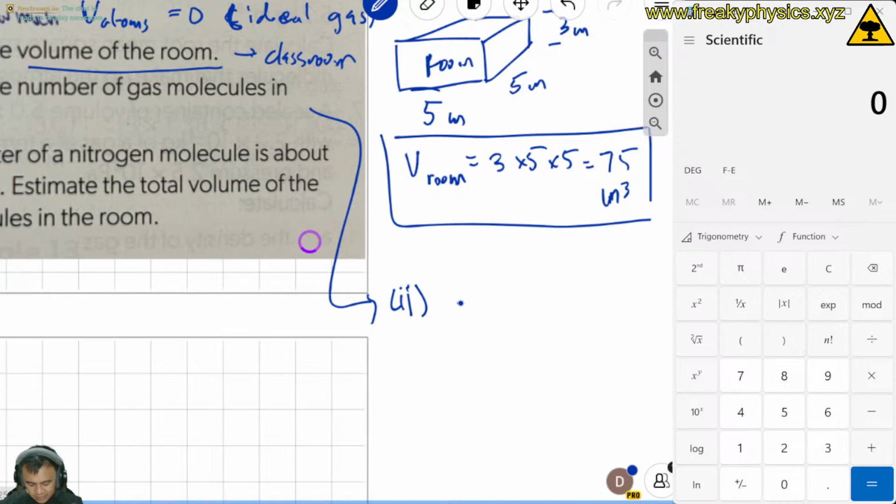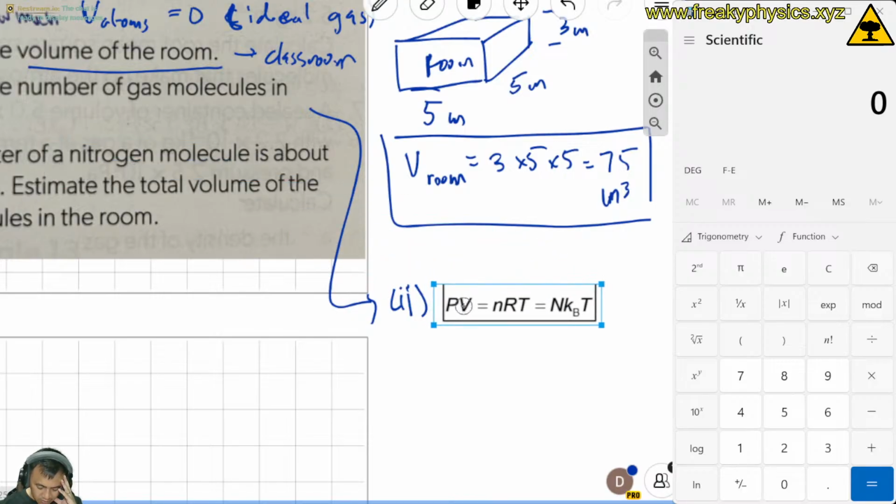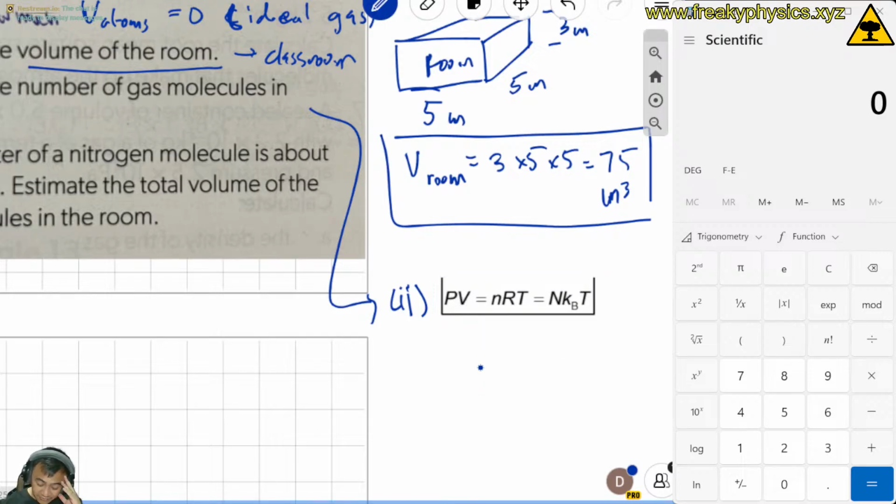Okay, so you're gonna have to use the ideal gas law. But which version? NRT or NKBT? I don't know. Okay, I'll tell you first what they are. N is the number of moles. R is the ideal gas constant. And the big N is the number of particles.